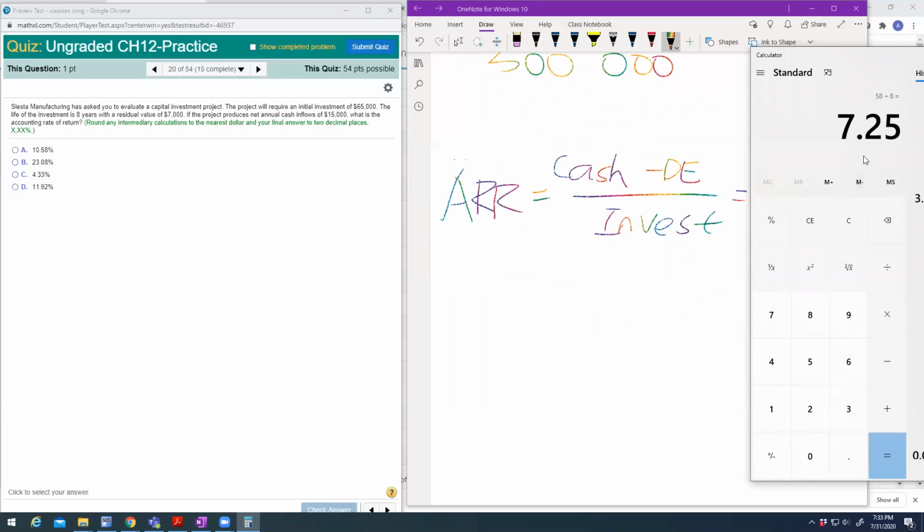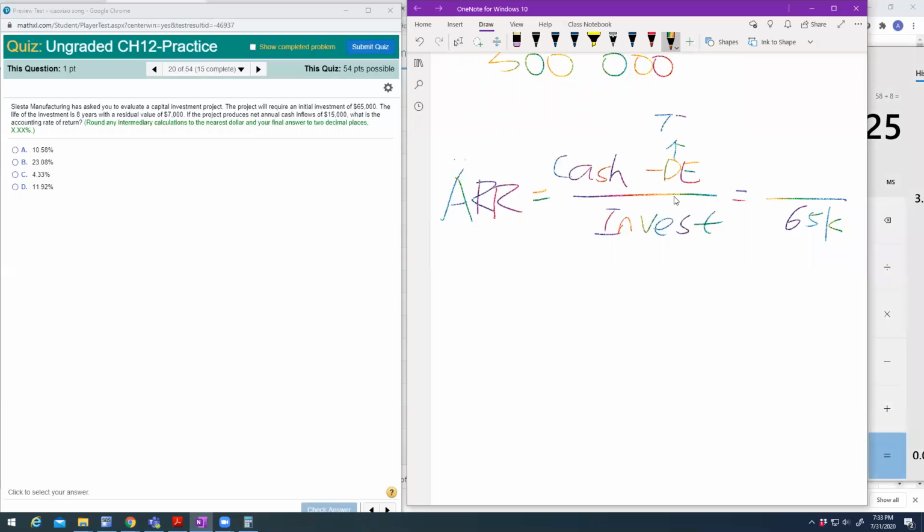So every year depreciation is 7.25, round this to the nearest dollar. Oh, I know why. I think I skipped the 1,000. Okay, so it will be 7,250, right? Okay, so depreciation will be 7,250.